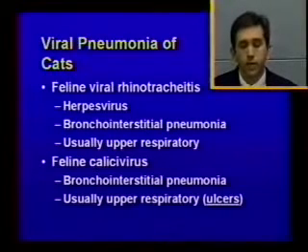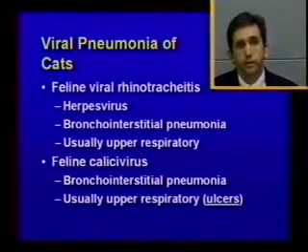And these two viruses of cats are feline viral rhinotracheitis, which is a herpes virus, and feline calicivirus, which is a calicivirus. These two viruses are present in most feline vaccines, so again, this is a disease that is usually seen in unvaccinated animals.